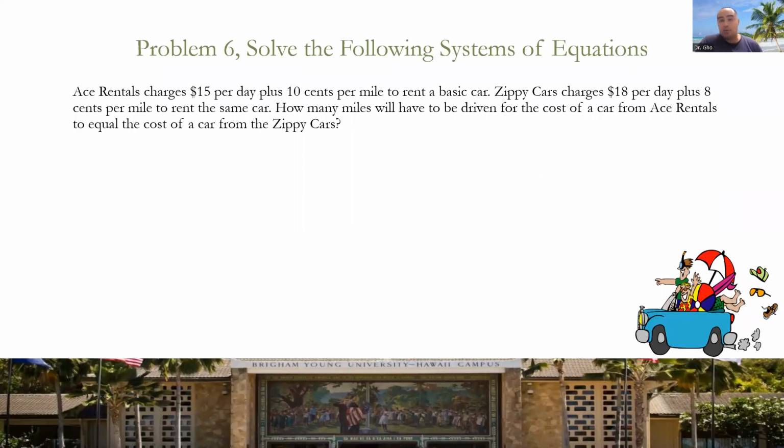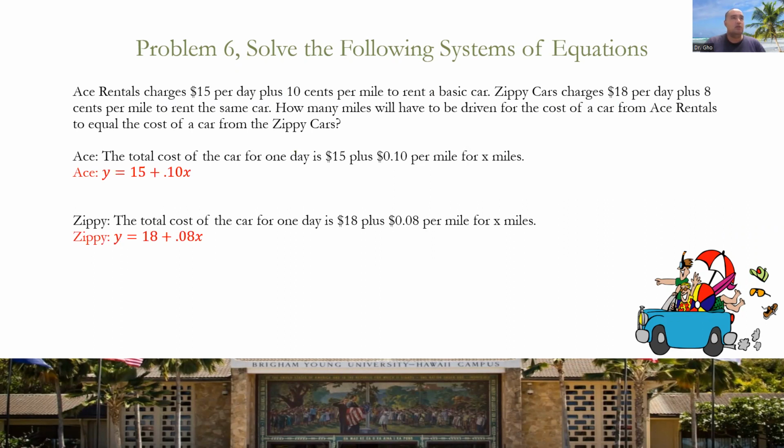Here's a word problem. To do this, we want to create two functions. You're renting a car. There's two ways to rent a car, two rental companies. One charges $15 a day plus 10 cents a mile. Zippy's is $18 a day and 8 cents a mile. So if we want to make that an equation, we can say y equals 15 plus 10x. So $15 plus 10 cents a mile, and that gives us our total cost.